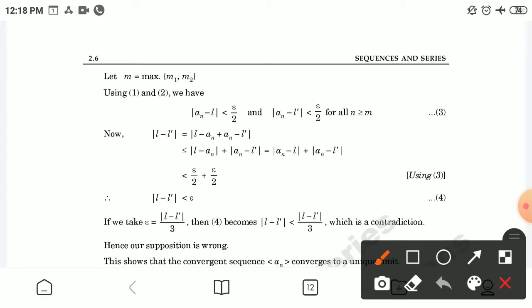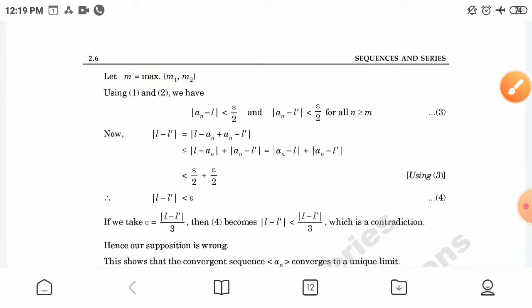Suppose we take m, which is the maximum of m1 and m2. Using first and second, we have |a_n minus L| less than epsilon by 2 and |a_n minus L dash| less than epsilon by 2 for all n greater than or equal to m. That is, first and second also hold for this m, therefore marking this as number 3.